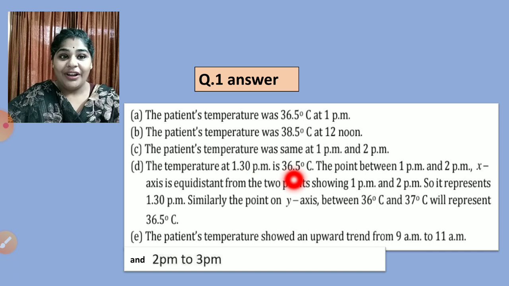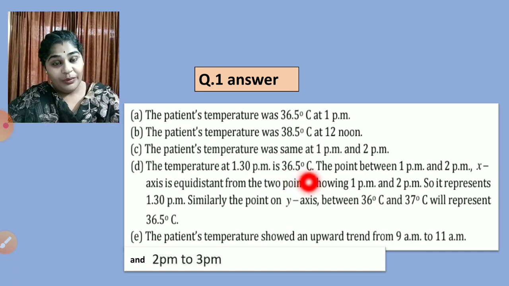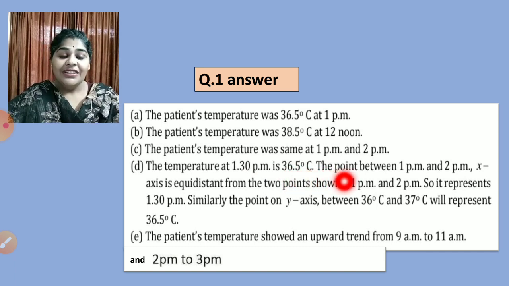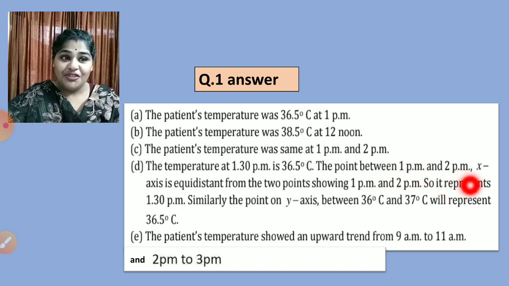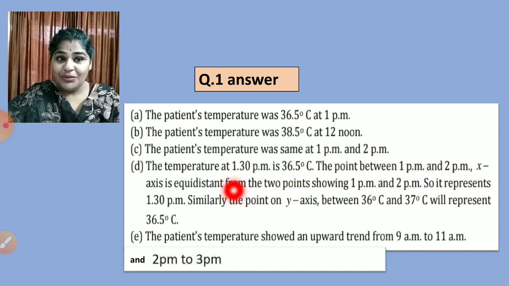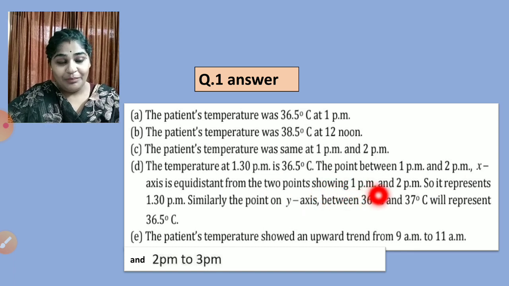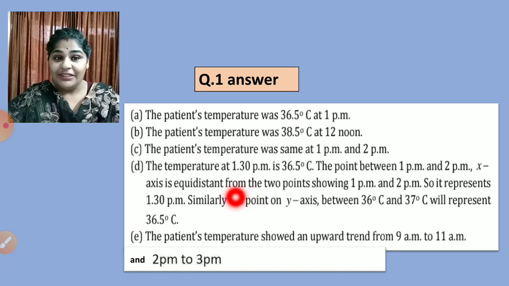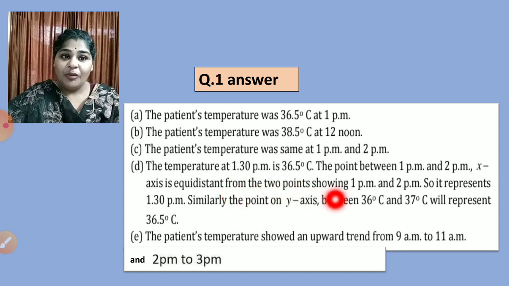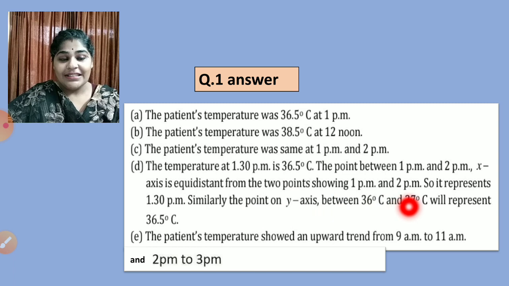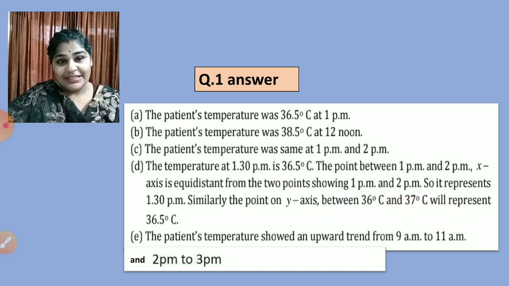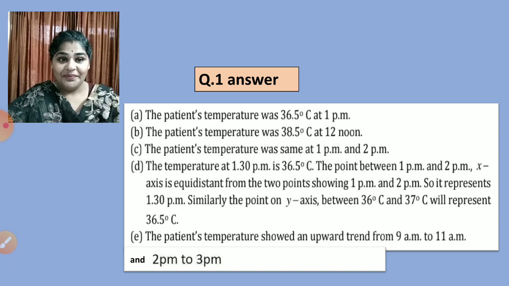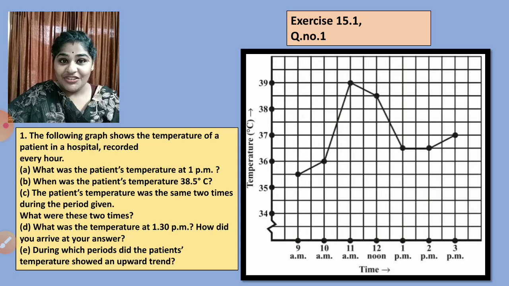So you can see here the temperature at 1:30 p.m. is 36.5 degrees Celsius. And how do we reach our answer? The point between 1 p.m. and 2 p.m. on the x-axis is equidistant from the 2 points showing 1 p.m. and 2 p.m. So it represents 1:30 p.m. Similarly, the point on the y-axis between 36 degrees Celsius and 37 degrees Celsius we represent as 36.5 degrees Celsius. I hope this is clear, children. So next one is the last one.